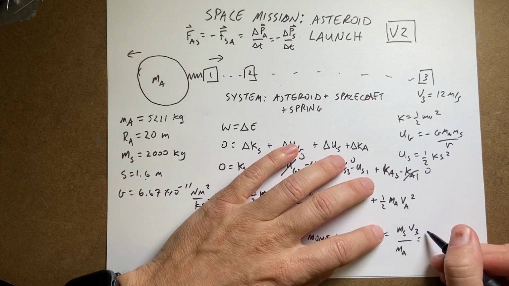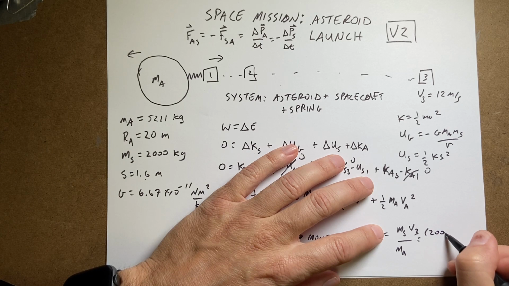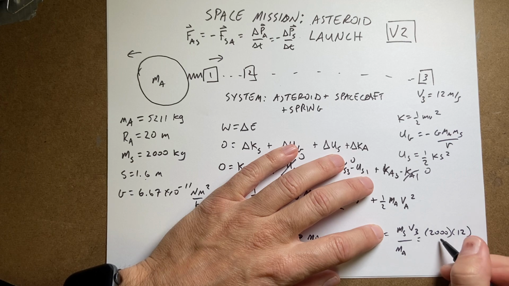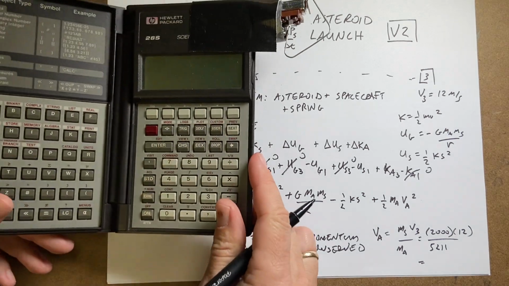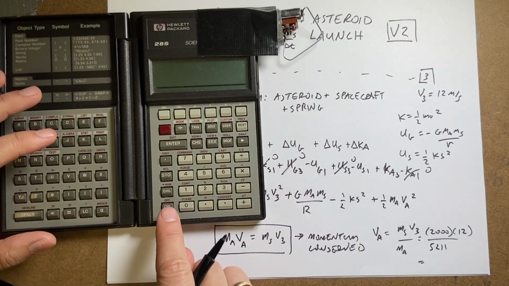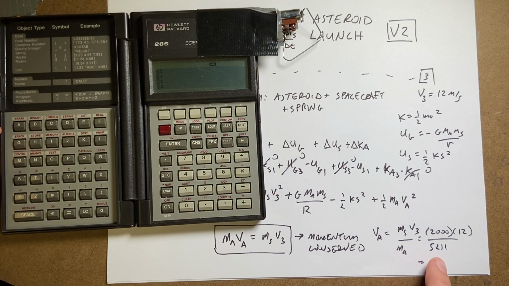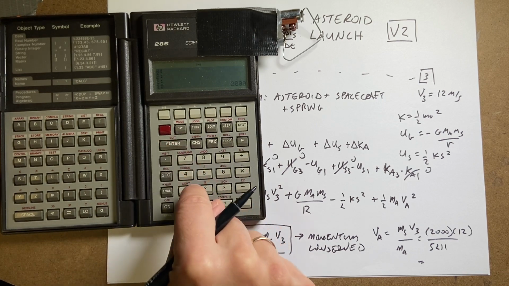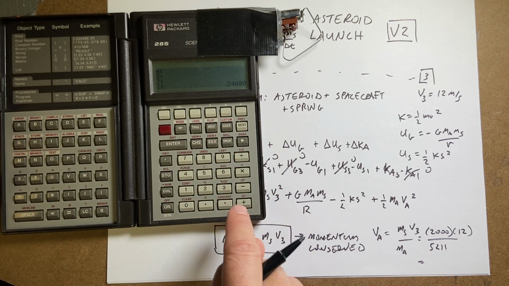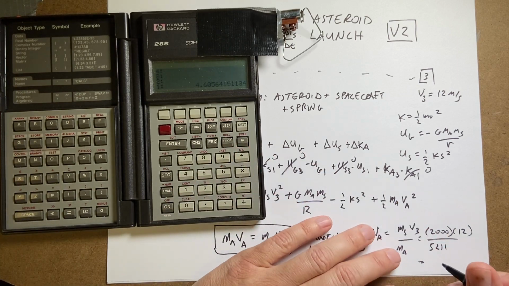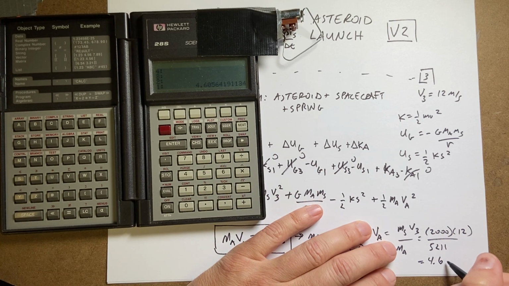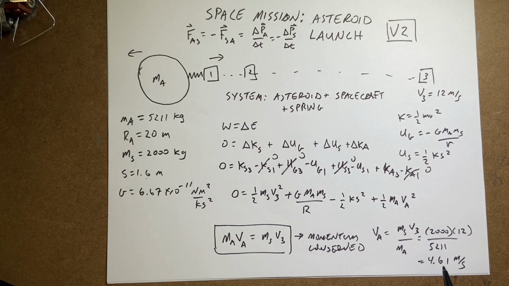Let's put in the numbers. The mass of the spacecraft was 2,000, the final velocity was 12, and the mass of the asteroid was 5211. So if I put that in my calculator, 2,000 times 12, divided by 5211, I get 4.61 meters per second. So now I can put that in up here, and I can solve for k.